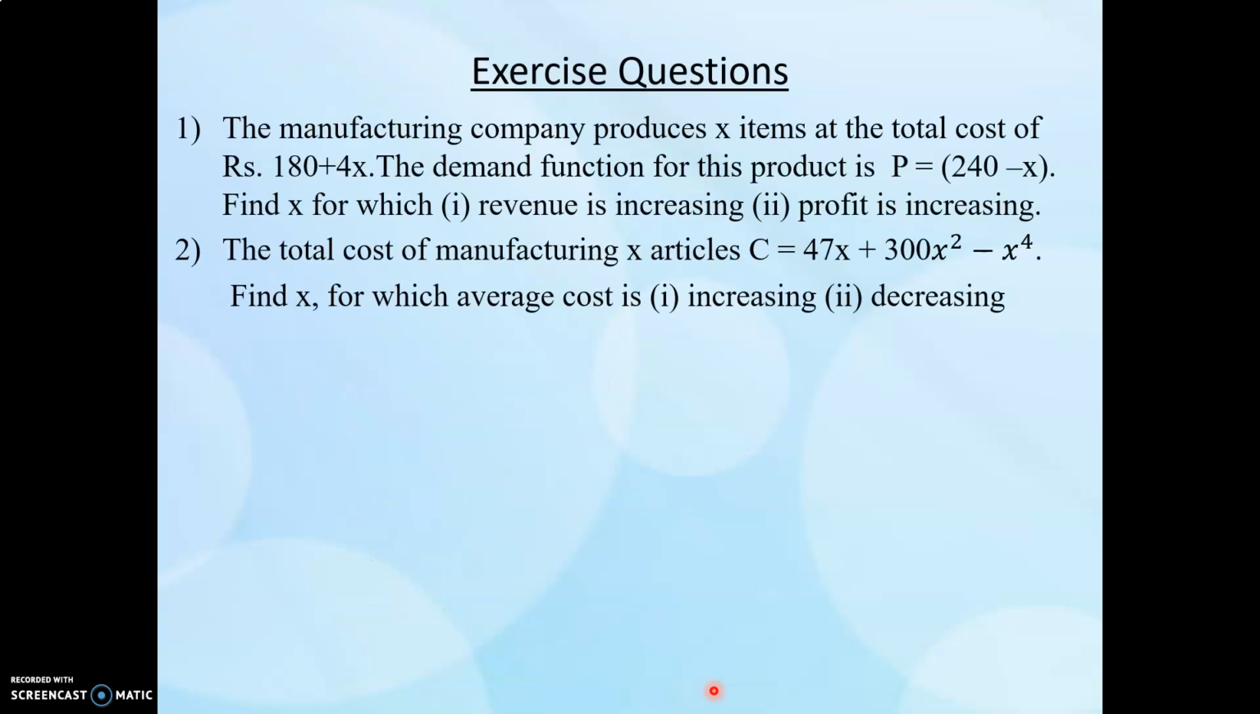Now some exercise questions are given to you. You have to solve them.